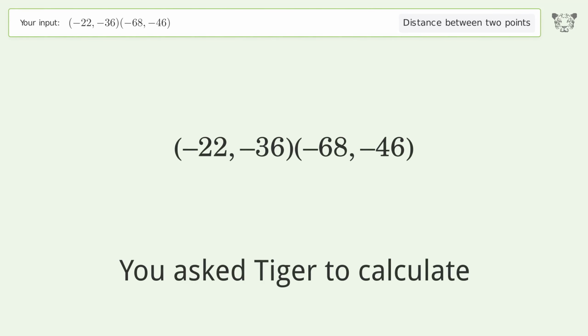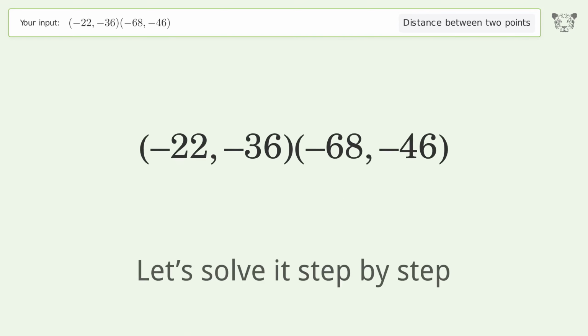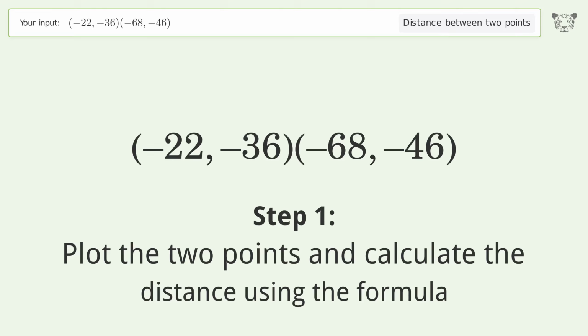You ask Tiger to calculate. This deals with the distance between 2 points. The distance between the 2 points is the square root of 2,216, or 47.074. Let's solve it step by step. Plot the 2 points and calculate the distance using the formula.